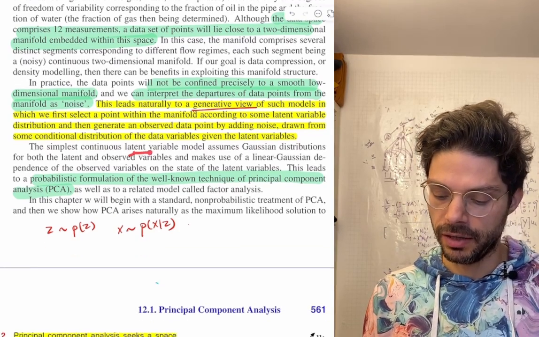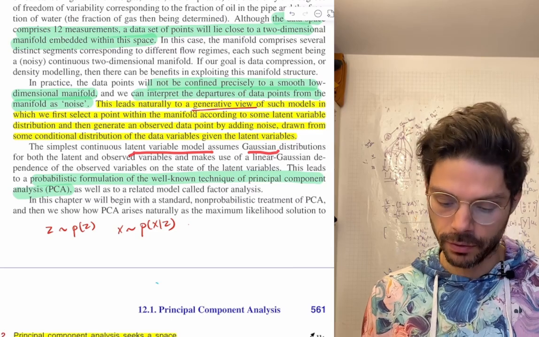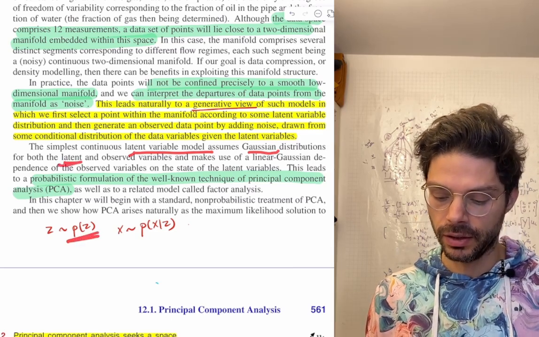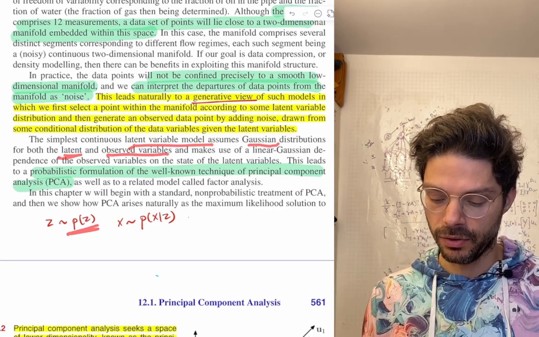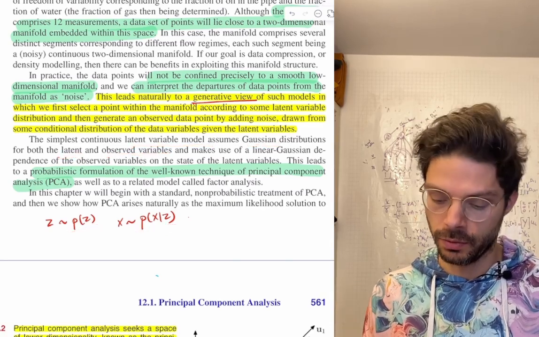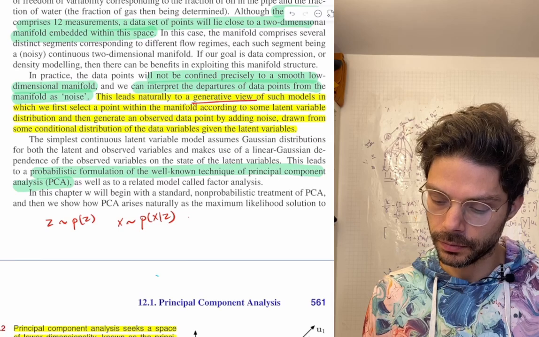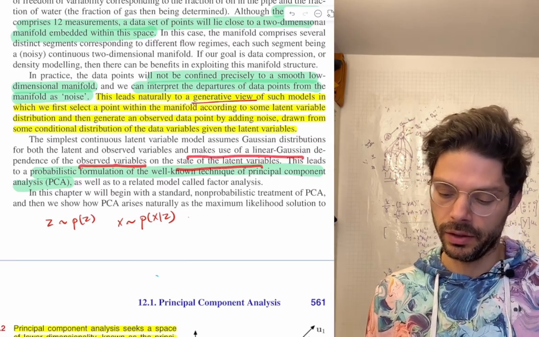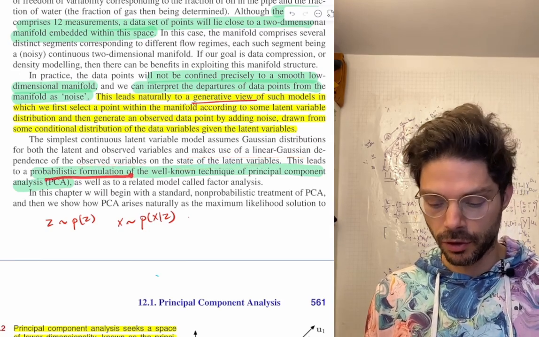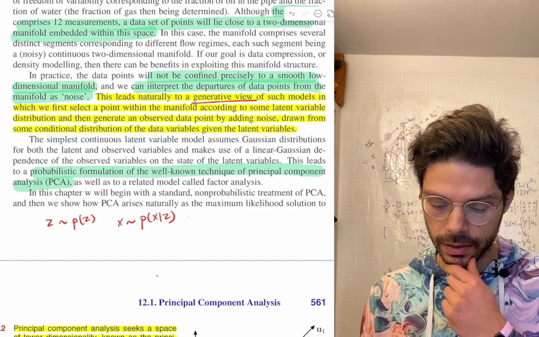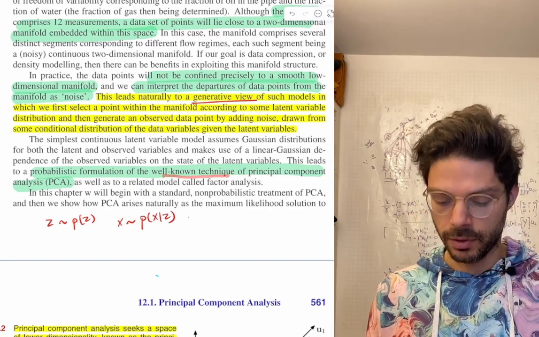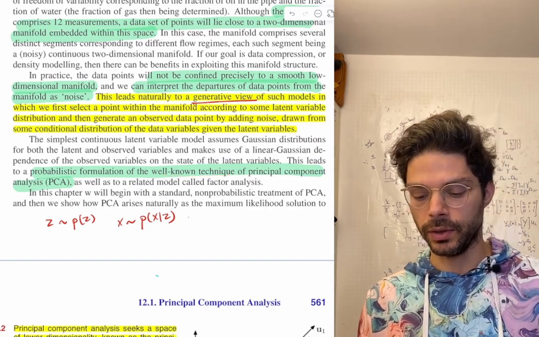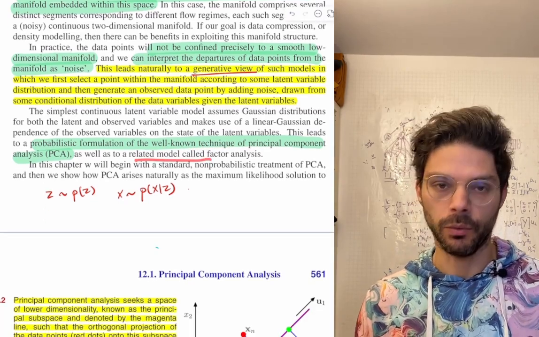The simplest continuous latent variable model assumes Gaussian distributions for both the latent variables, so this will be Gaussian, and the observed variables. So this will be Gaussian as well. This conditional distribution will be Gaussian, and it makes use of a linear Gaussian dependence of the observed variables on the state of the latent variables. This leads to a probabilistic formulation, which we're going to talk about a lot, of the well-known technique of principal components analysis, as well as to a related model called factor analysis. Okay, and we'll get to all of that.